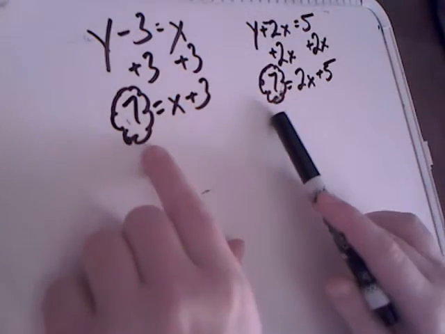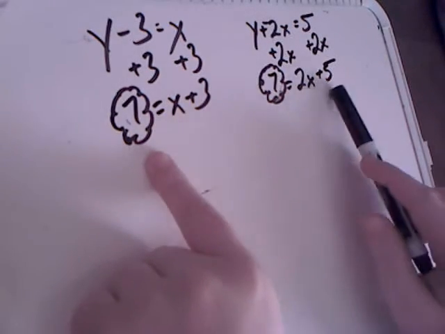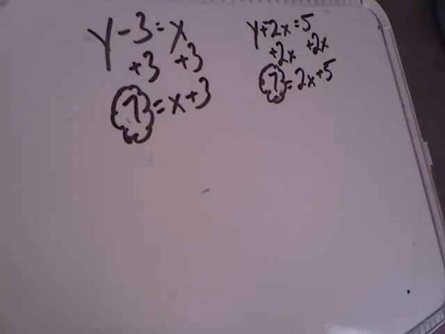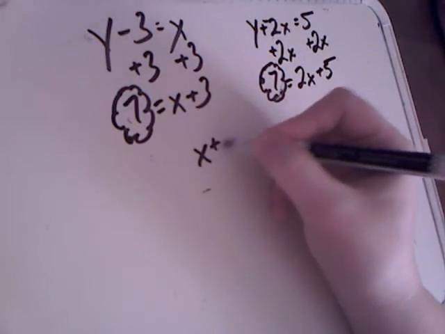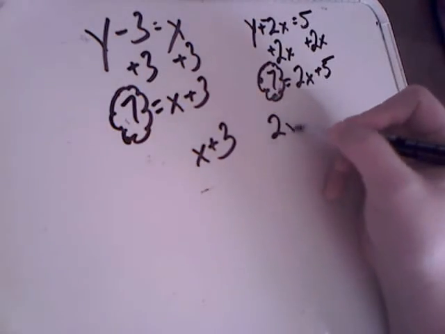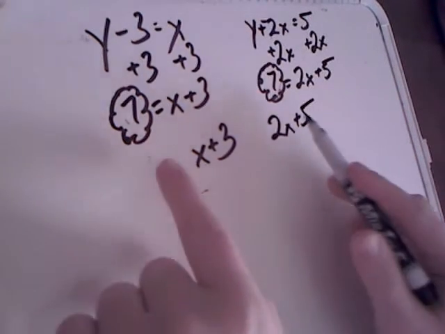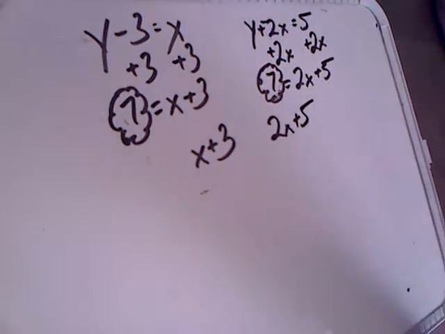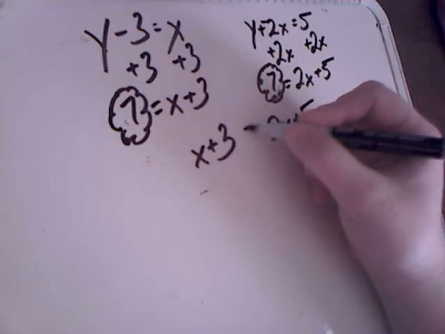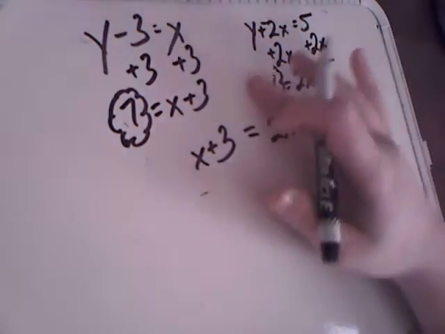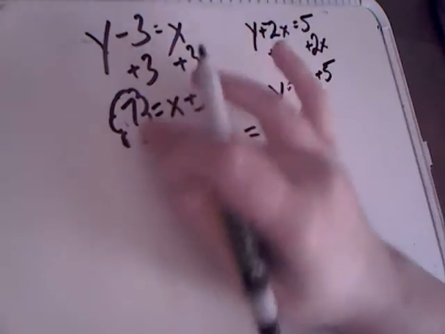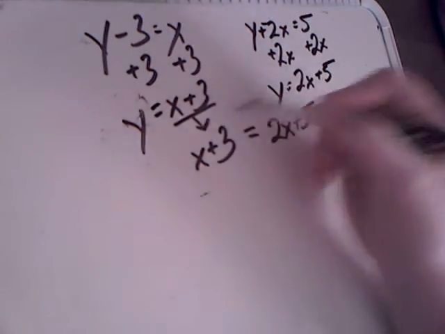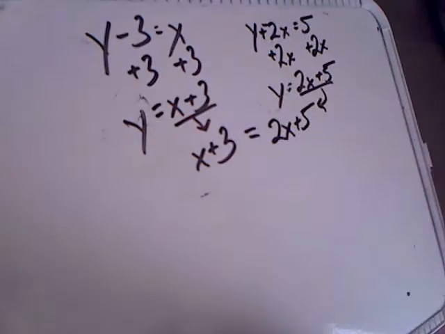If x plus 3 and 2x plus 5 both equal 7, then what that means is that x plus 3 and 2x plus 5 equal the same number because they both equal 7, which also means that x plus 3 and 2x plus 5 equal each other. So what we just did is we took these two equations and made them equal each other instead of equal y.